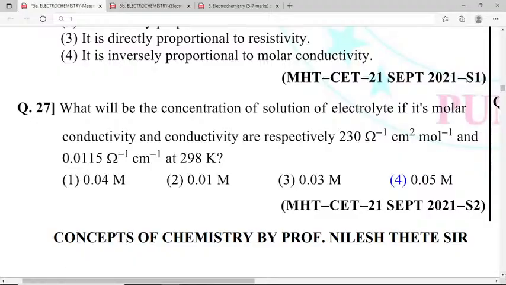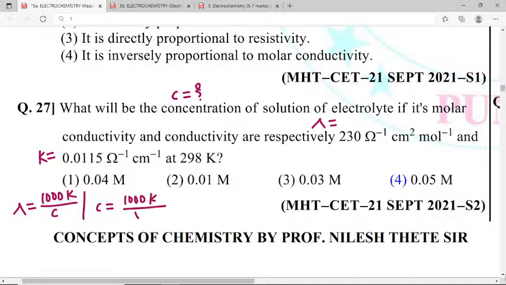What will be the concentration? So C we have to calculate. Molar conductivity lambda is given. Conductivity is given. So what is the formula? Lambda is equal to 1000 K by C. So modify the formula. C is equal to 1000 K divided by lambda.